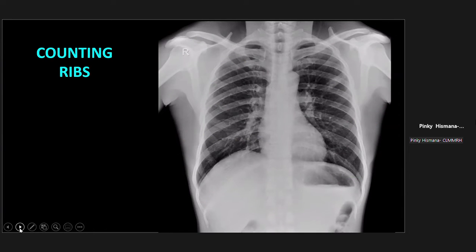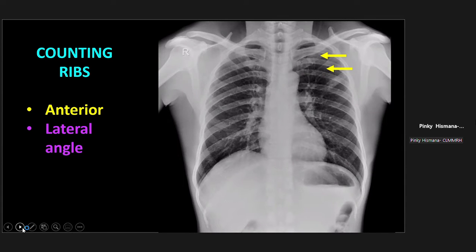So what's important when you assess the ribs is that you should know how to count them. Basically, this is how we do it. This is the first rib. The anterior rib will be this one: the first anterior rib, the second anterior rib, the third, fourth, fifth, sixth, seventh, eighth anterior rib. Okay.